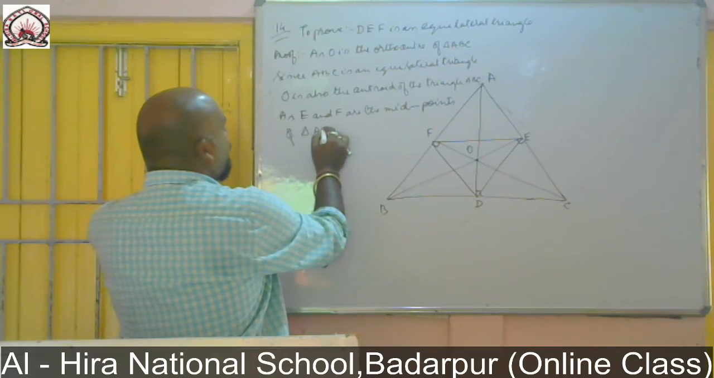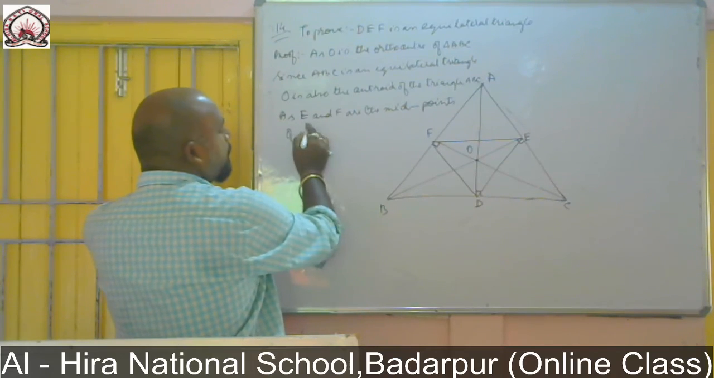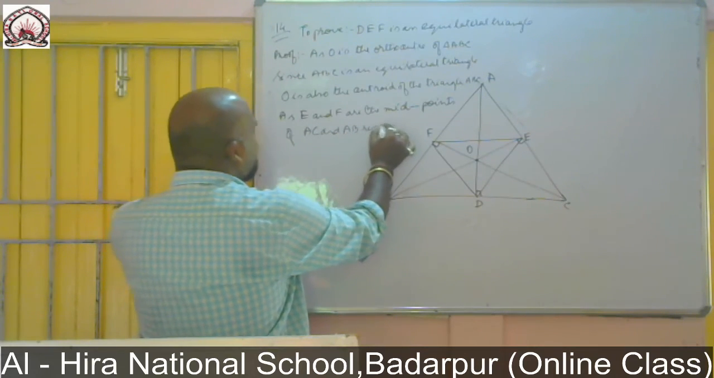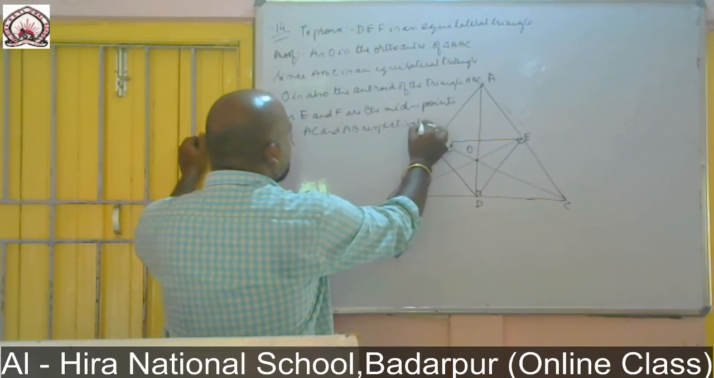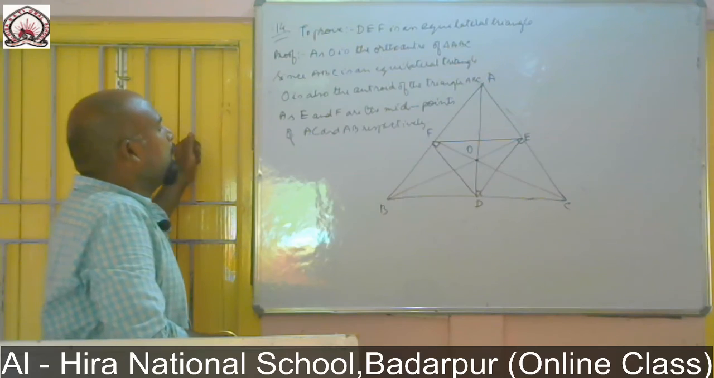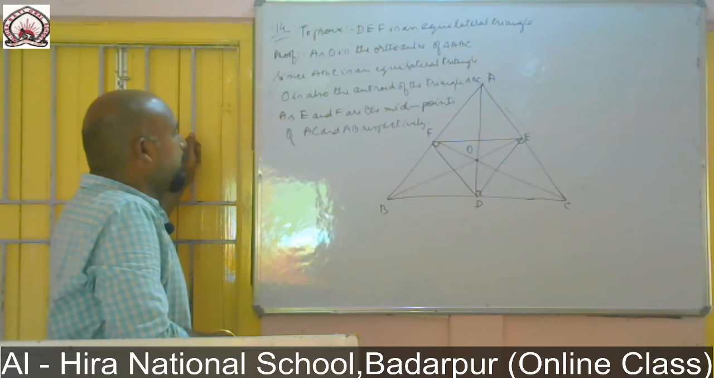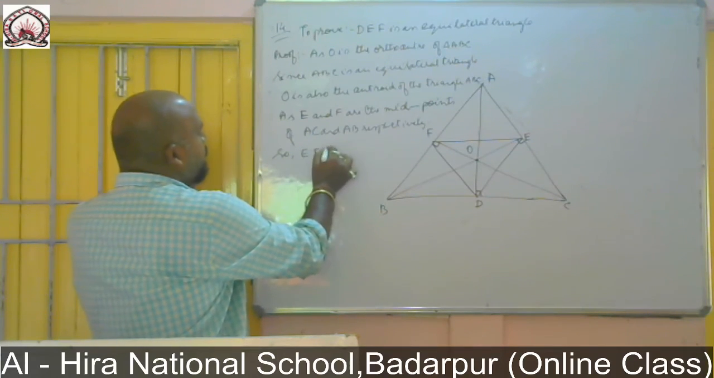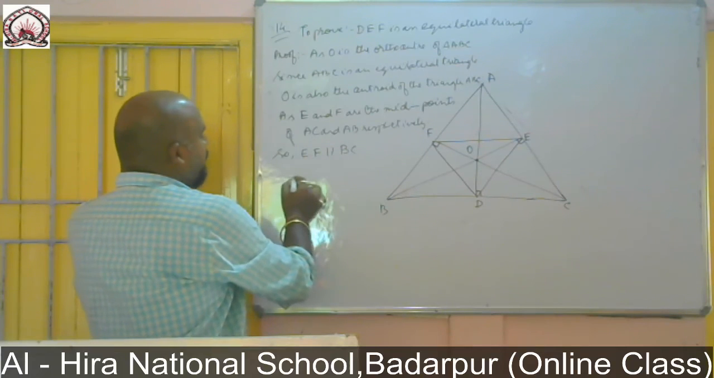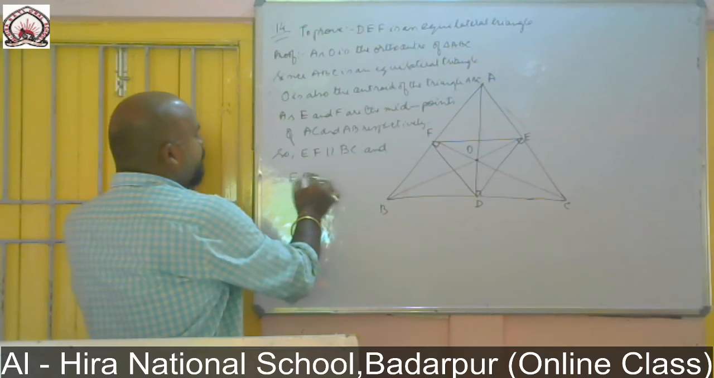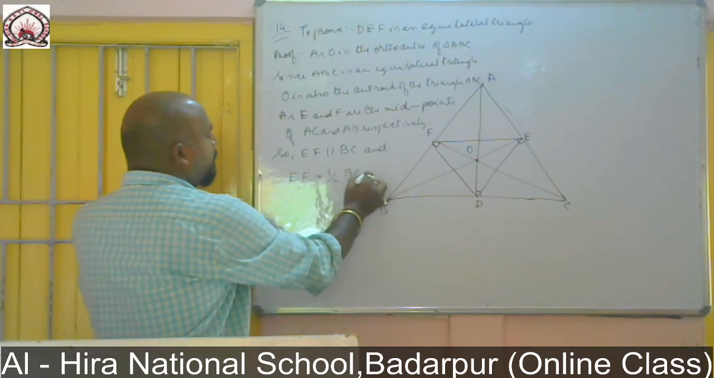Now, as E and F are the midpoints of the sides AC and AB respectively, EF is parallel to BC, and EF is equal to half of BC.